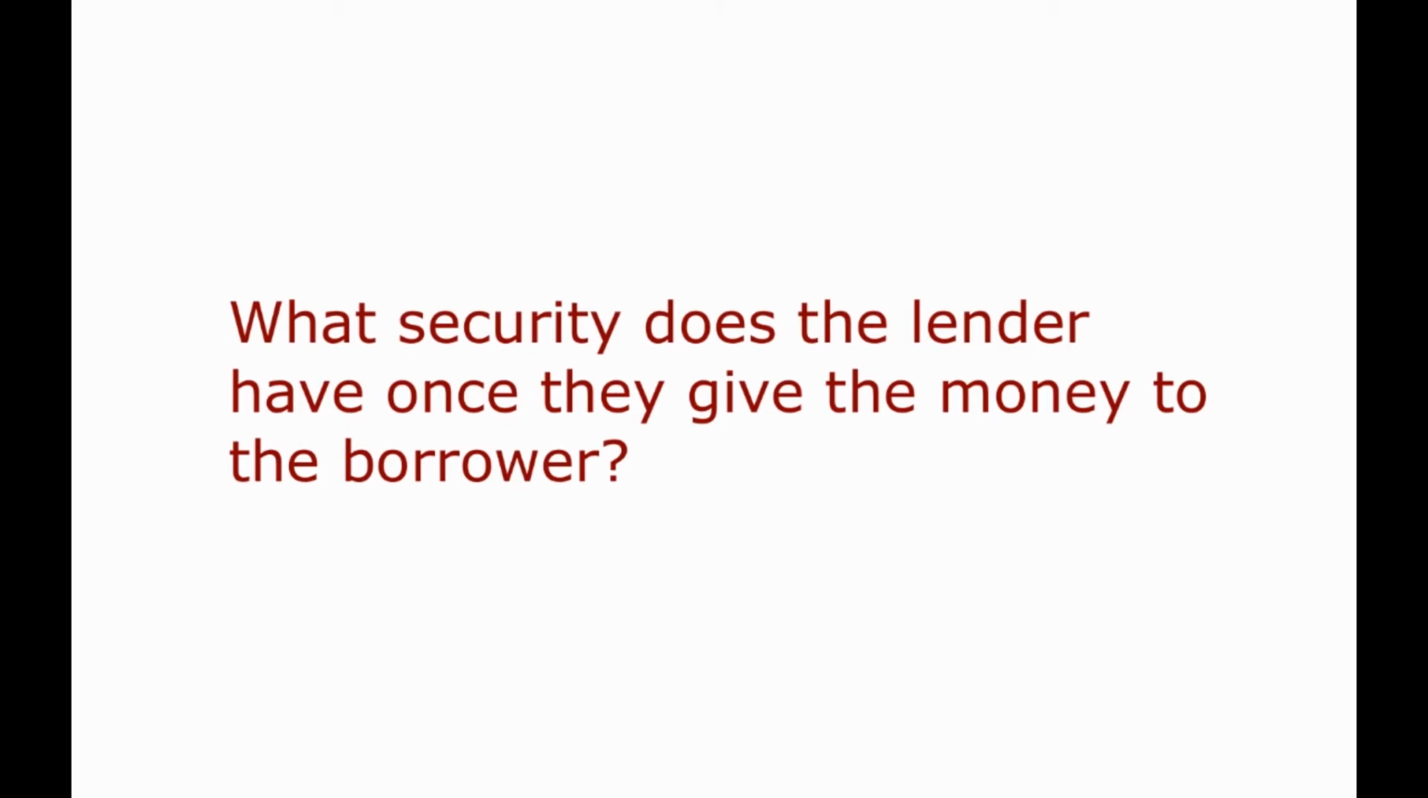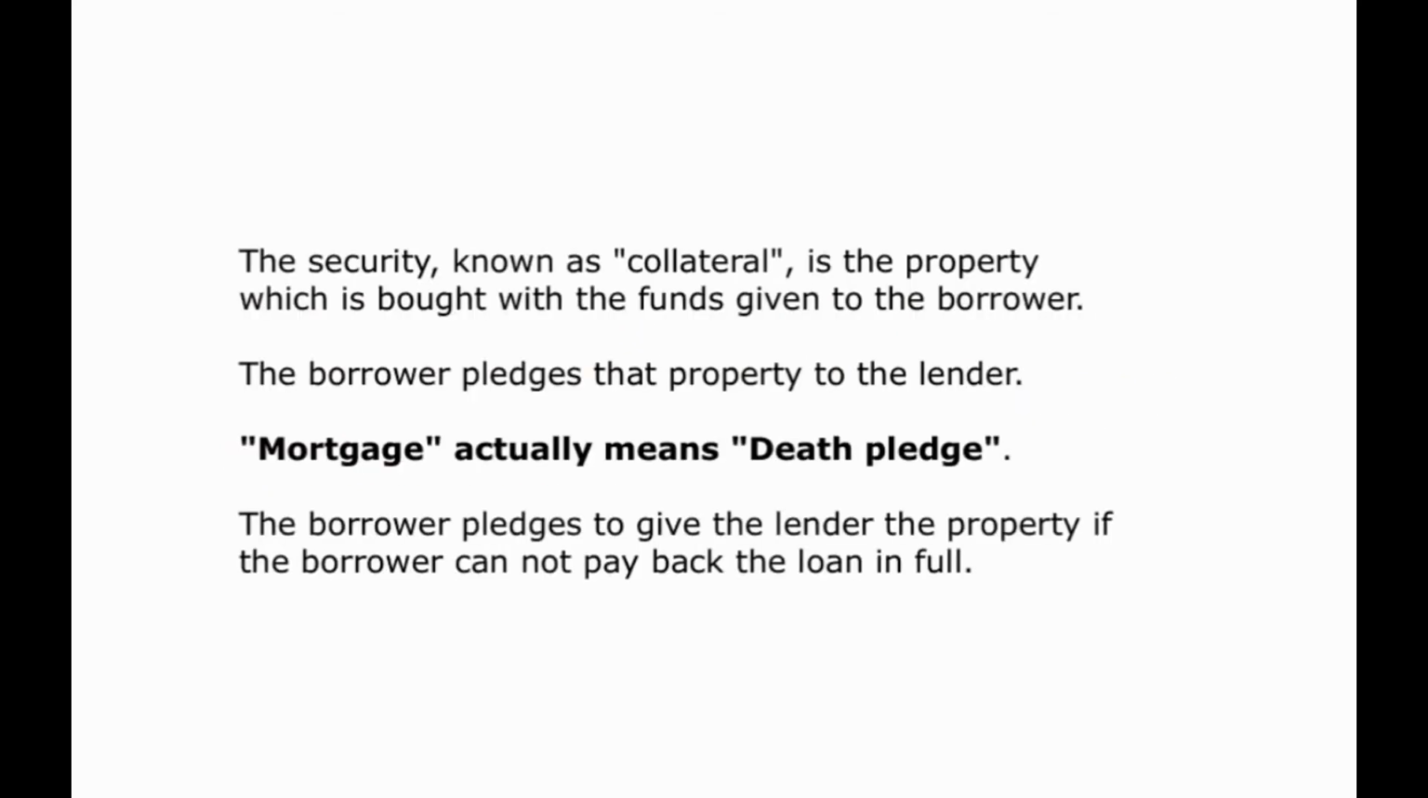What happens if you don't pay? They come and take it, the lien. Take what? The property? Yes, the property. That's the security. That's the collateral. Right there. Once again, don't overthink it. That's your collateral. The security, or collateral, is the property which is bought with the funds given to the borrower. The borrower pledges the property.